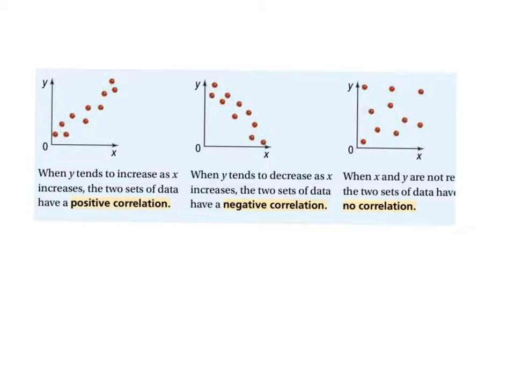Okay, so to review this correlation idea again, just make sure you've got this. Now you can see all three together. Positive correlation goes up from left to right. Again, overall going up left to right.